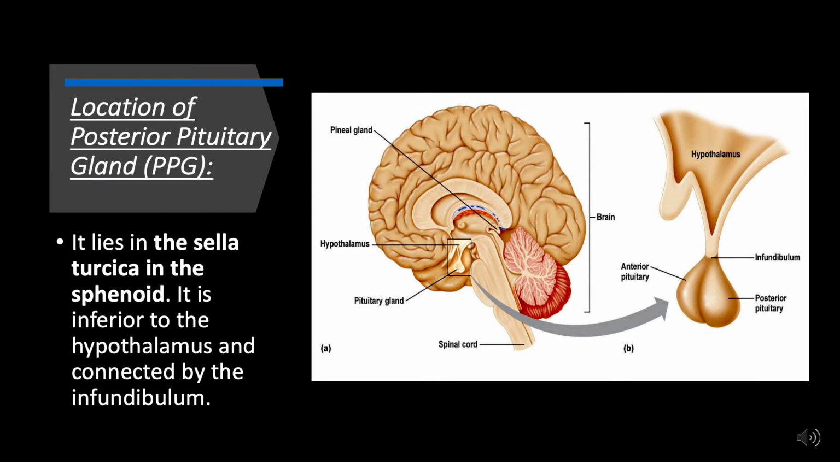Location of the posterior pituitary gland, PPG. It lies in the sella turcica in the sphenoid. It is inferior to the hypothalamus and connected by the infundibulum.